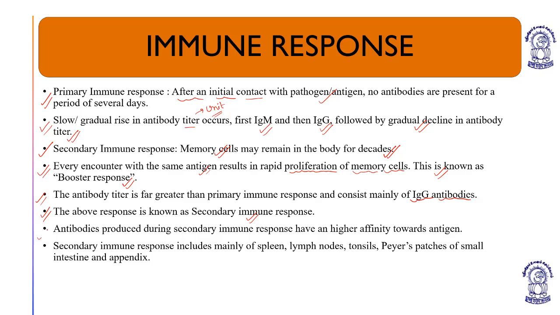Understood? Antibodies produced during the secondary immune response have higher affinity towards the antigen. They are more specific. Understood? The secondary immune response involves mainly the spleen, lymph nodes, tonsils, Peyer's patches of the small intestine, and appendix.